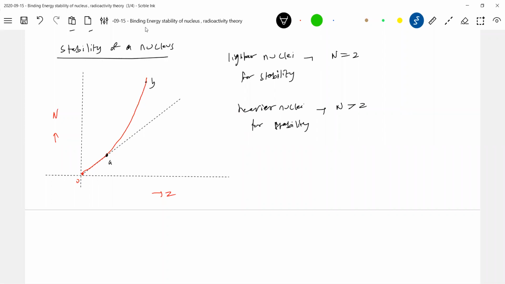So when I check like this, there's a stability curve. When I check it, all the nuclides are not stable. Even among lighter nuclei, a few are unstable. Suppose, like here, I'll write the number 1.